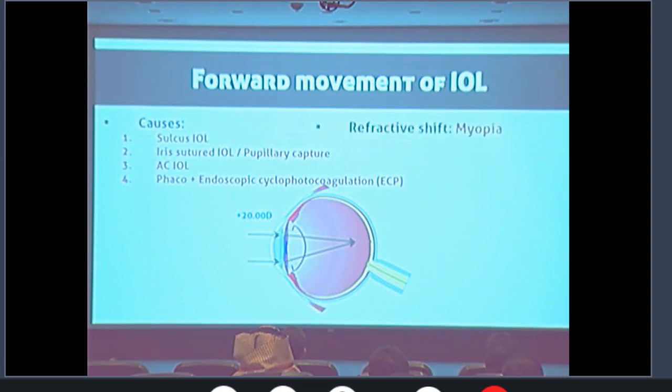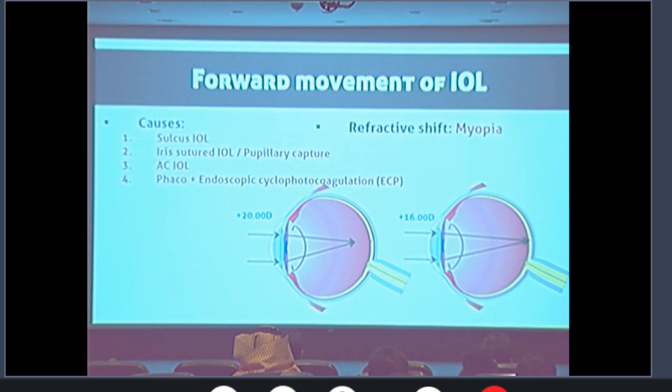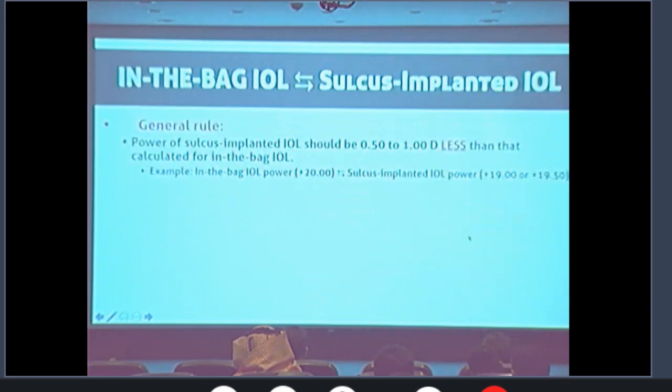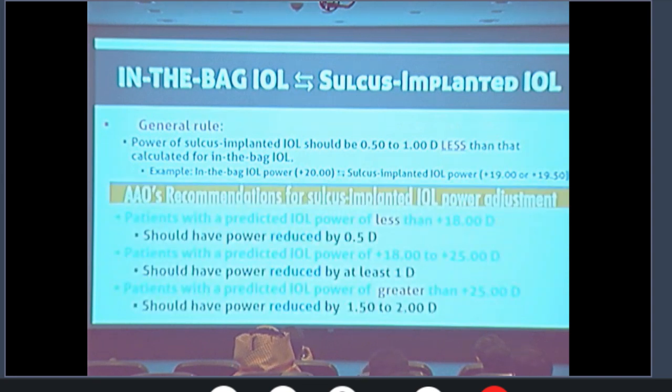The forward movement will induce myopia. So if you are implanting the IOL in the sulcus, you have to reduce the power. How much you will reduce it, we will come to it. So if you are implanting a plus 20 in the AC, you have to reduce it to plus 16, just to reach emmetropia. The general rule, if you want to change the IOL power from the bag to the sulcus, is to reduce the power by 0.5 to 1 diopter. So the sulcus will have less power.